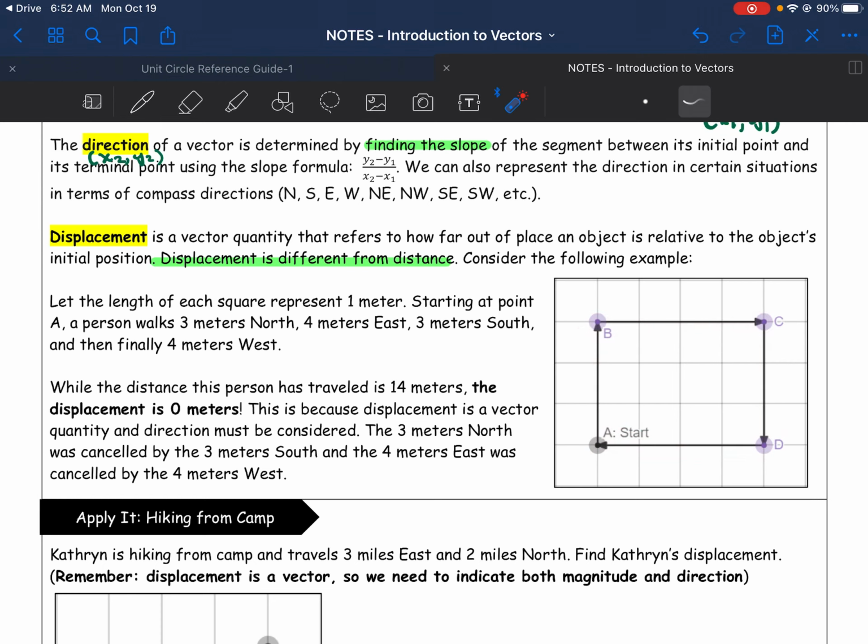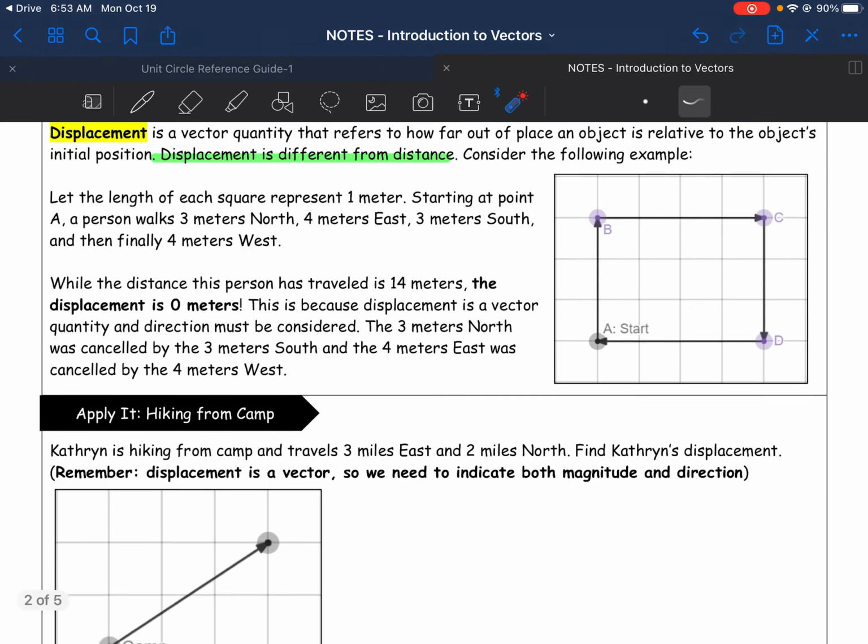So even though this person traveled a total distance of 14 meters, because 3 plus 4 plus 3 plus 4 would give us 14 meters, the distance is 14 meters, but the displacement is 0 meters. And that's because displacement is a vector quantity and direction must be considered. So the 3 meters north canceled with the 3 meters south, and the 4 meters east canceled with the 4 meters west. So the displacement was 0, but the total distance traveled was 14 meters.